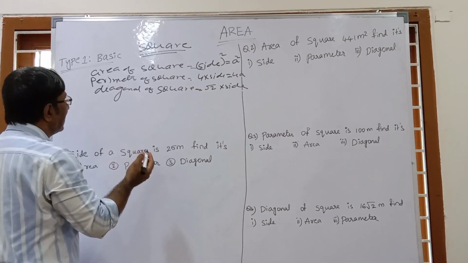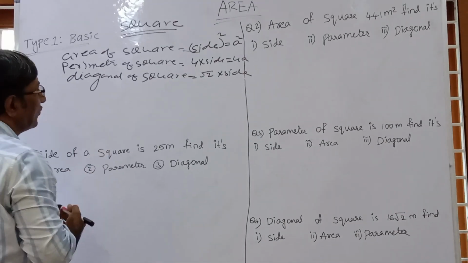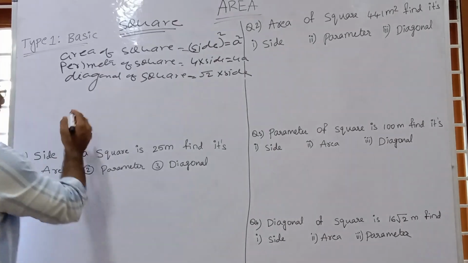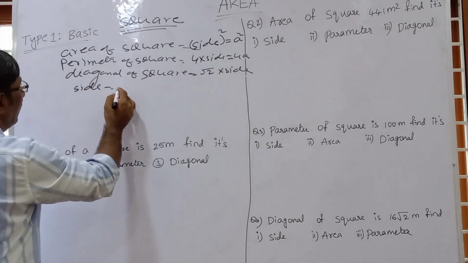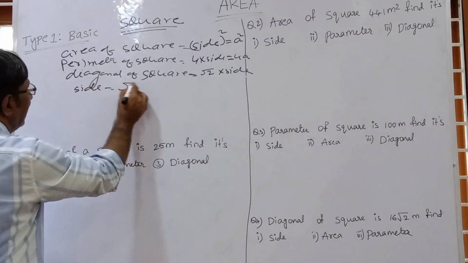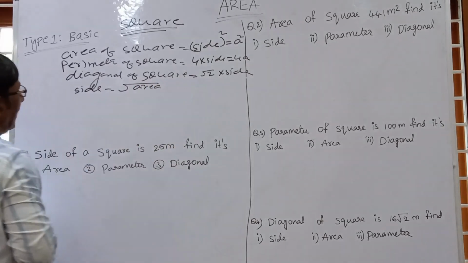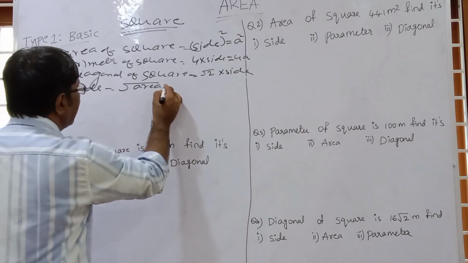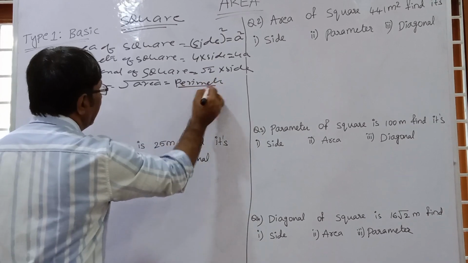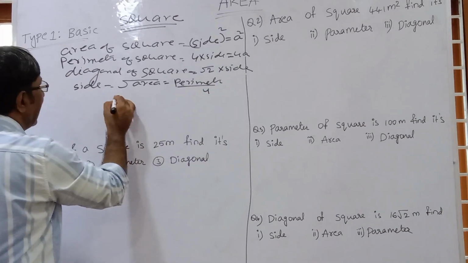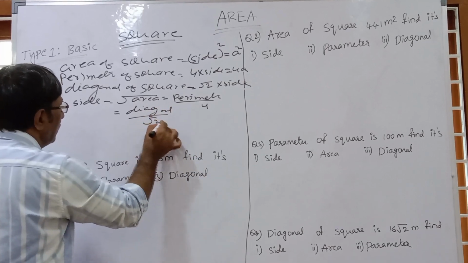Area of a square, side square; perimeter of a square, 4 into side; diagonal of a square, root 2 into side. If we want to find the side, so side is equal to what? If your area is given, then square root of area, right? If perimeter is given, then perimeter divided by 4, and if diagonal is given, then you can use diagonal upon root 2.